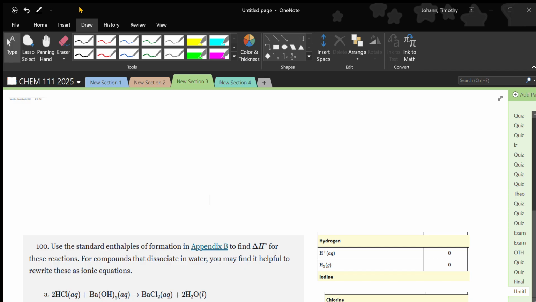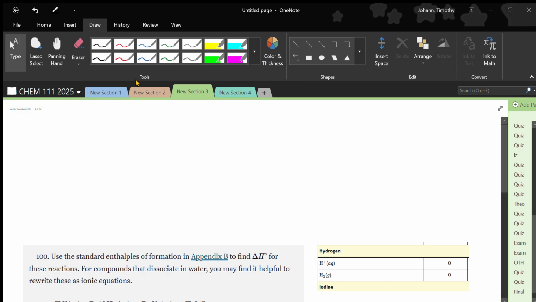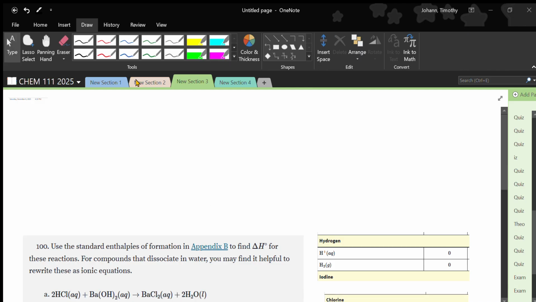All right, welcome to this extra little bit of lecture because our class got cut short. That's on heats of formation. Heats of formation is an extension of Hess's law. So we're going to talk about heats of formation.